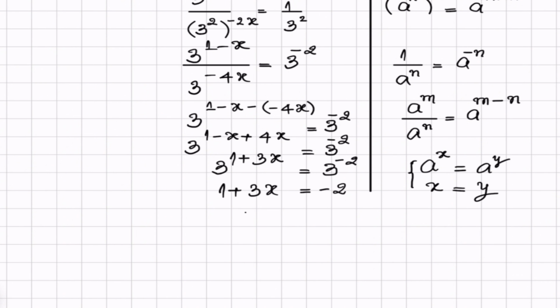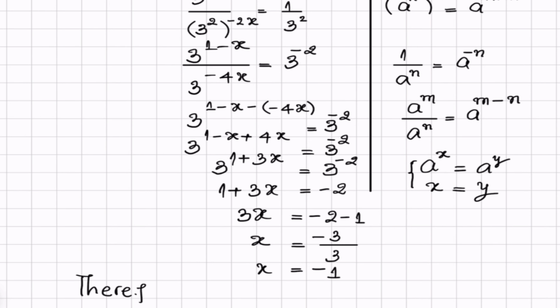All right, and then 3x equal to minus 2 minus 1, and then x equal to minus 3 over 3, x equal to negative 1 is the answer. Okay, so therefore x equal to negative 1 is the answer.